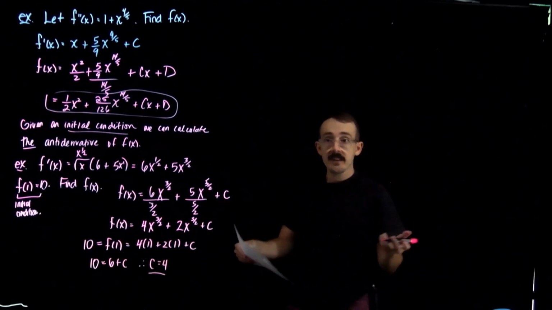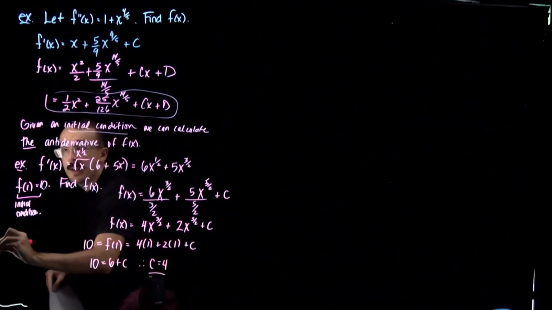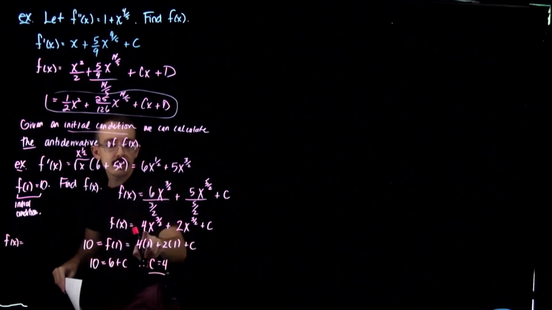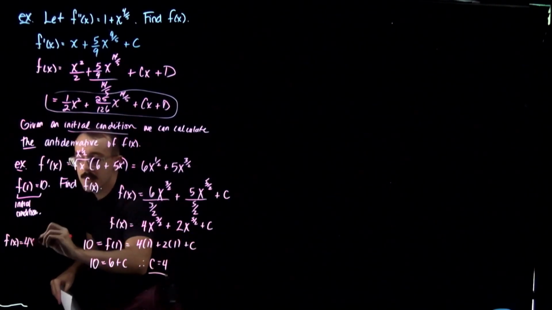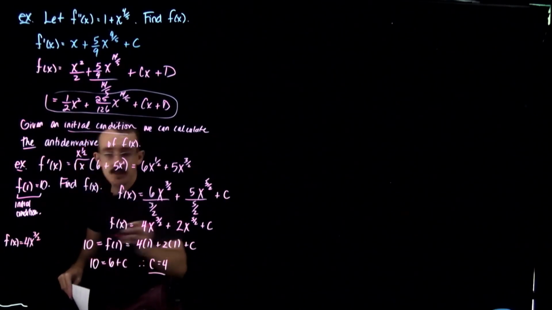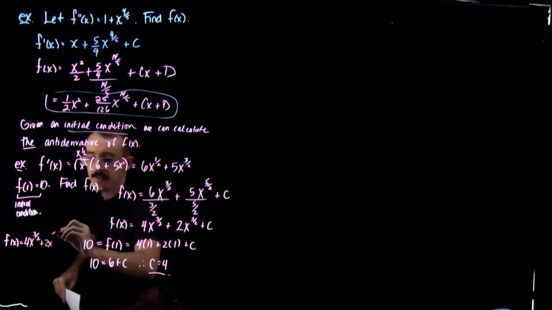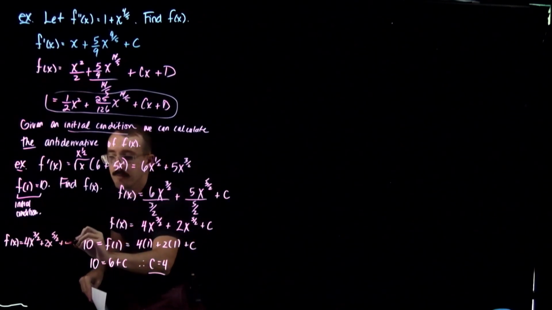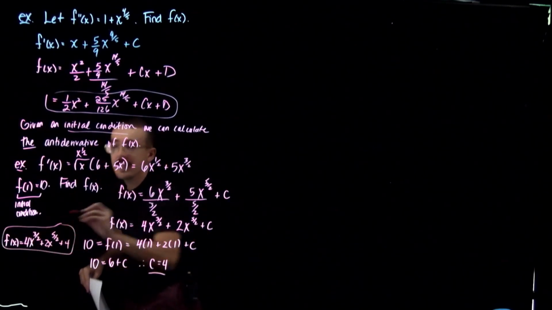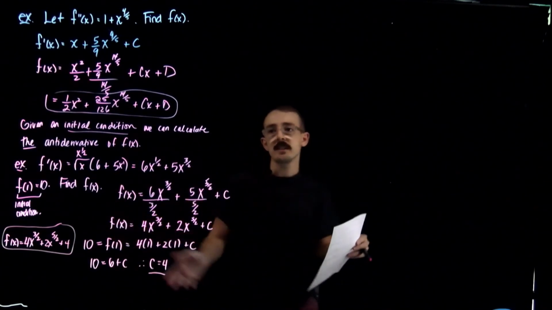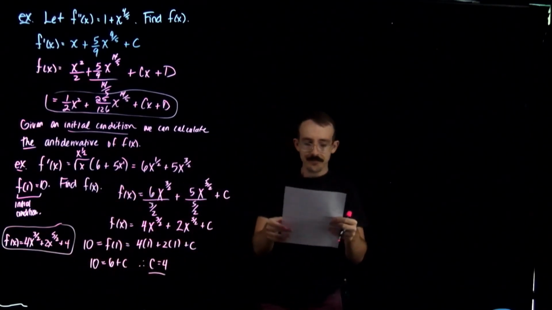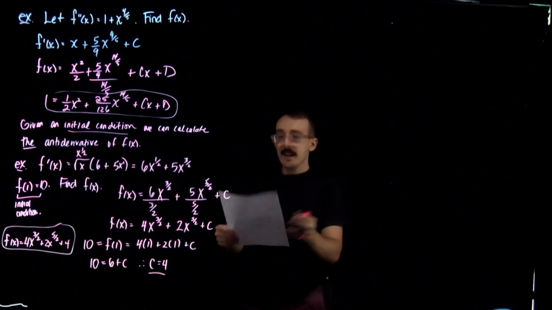And then the final answer, I'll write it over here, is all you're going to do is write what you had before. So this 4x to the 3 halves, this 2x to the 5 halves. And now we get to fill in what c is. So that's going to be 4. And this is the antiderivative. We get to actually pick the unique function that does this now with this initial condition. So this is my answer right here. OK.